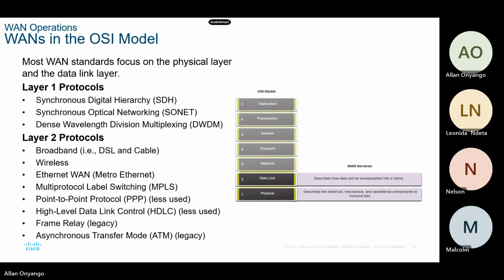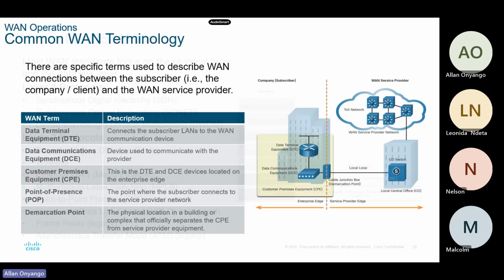Okay, so WAN networks normally operate within layer 1 and layer 2. Now, let us look at some of the infrastructure that are found within the wide area network.